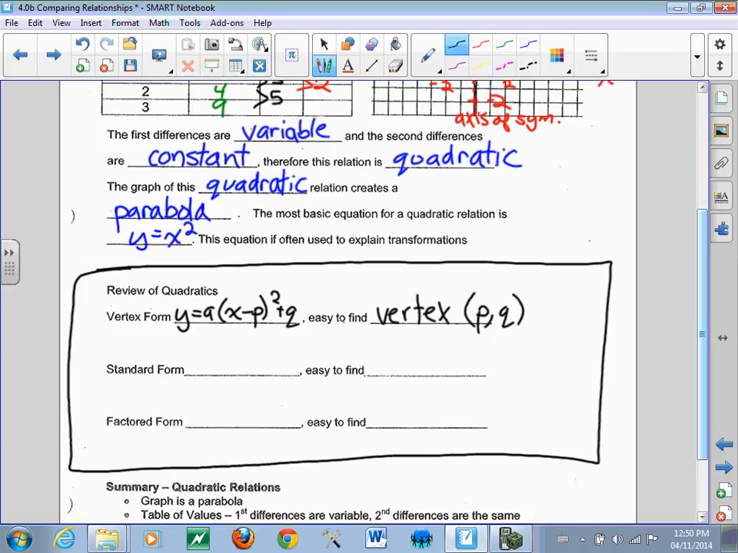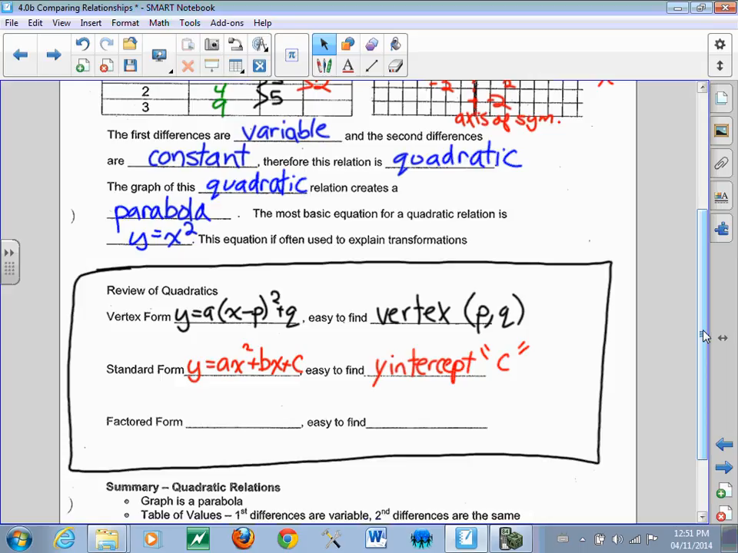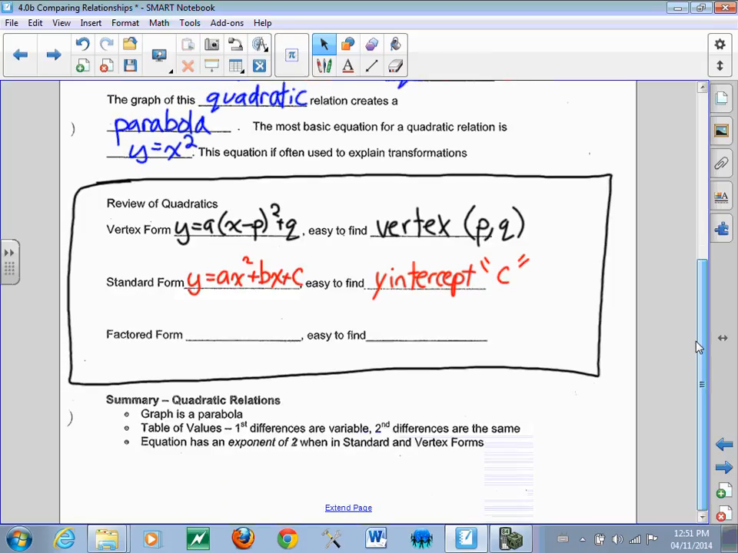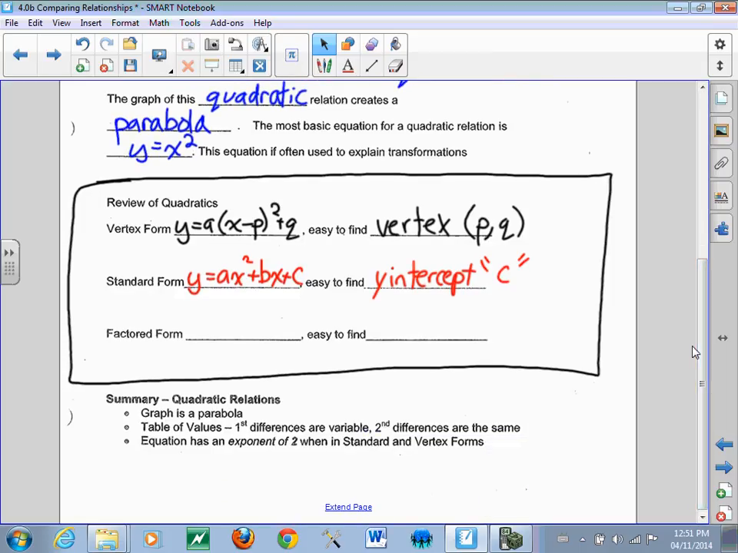Okay? Standard form, ladies and gentlemen, is common to what you're going to see from before. It's going to be y equals ax squared plus bx plus c. And that's easy to find the y-intercept, or the initial start value, and that's your c value. So remember a couple lessons ago we were talking about the rockets and the skydivers. We could tell their initial starting value because of the c value. So that's one expression, okay?